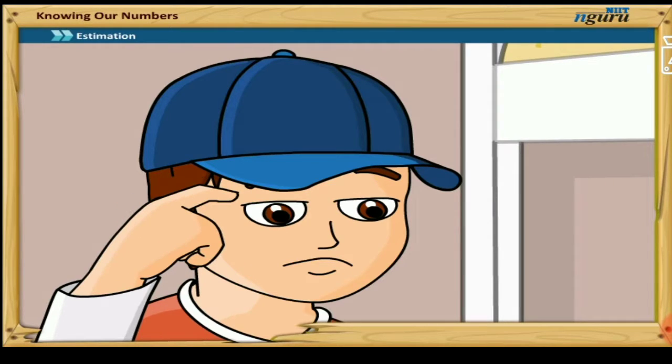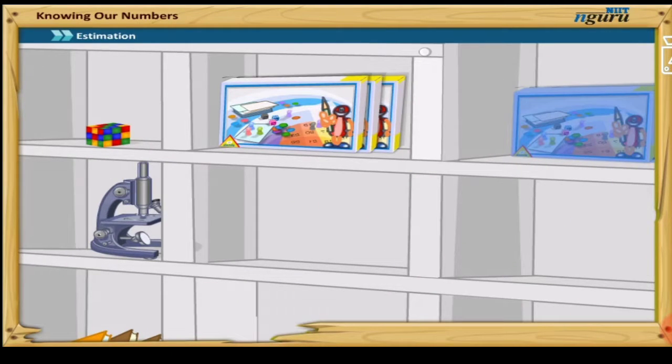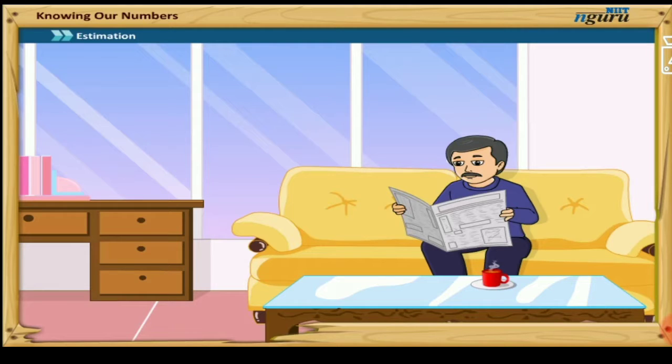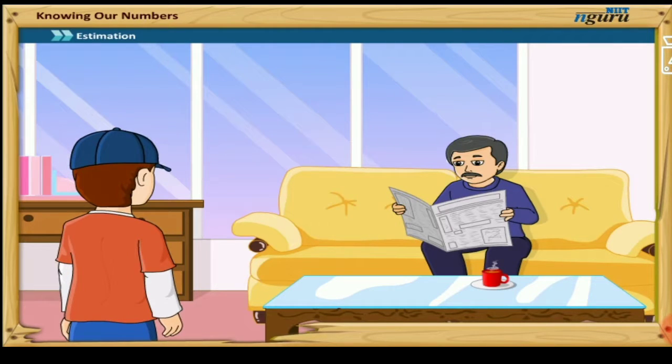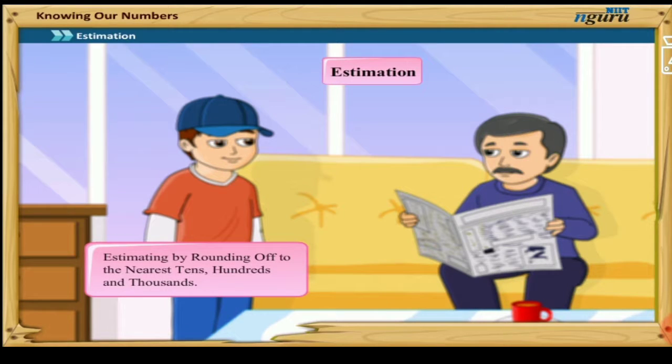David did not understand how his brother came to this conclusion. He decides to ask his father. Let's understand what David's father explains to him. David's father tells him that his brother reached that figure by estimating. He further adds that estimation is done by rounding off numbers to the nearest tens, hundreds, or thousands.